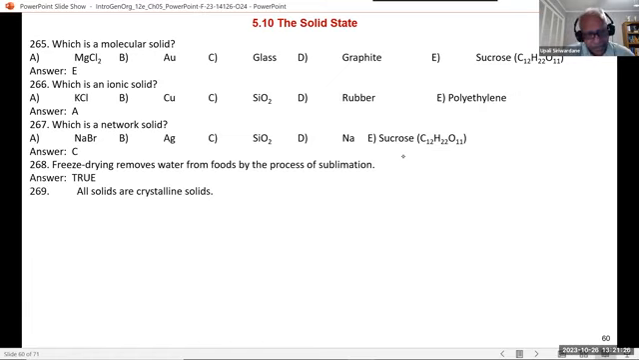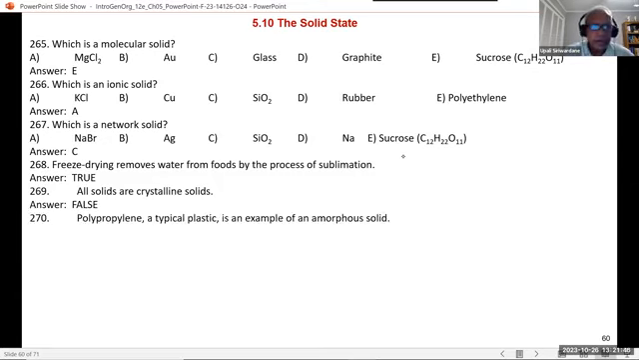The statement all solids are crystalline solids is not true because some of the solids are amorphous, metallic, semi-crystalline. Therefore it's not a true statement. False. Polypropylene is a typical plastic. It's an example of amorphous solid. That is a correct statement. True.